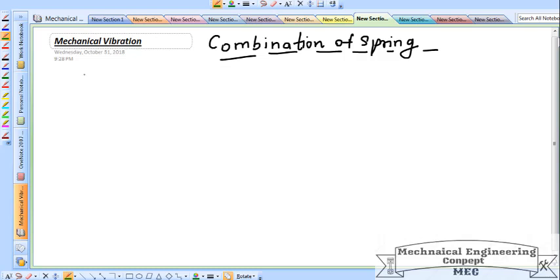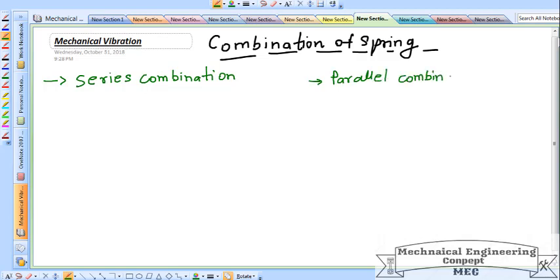What are the different combinations we can discuss in the spring? Basically we can discuss springs in two parts. One is the series combination, and the second one is the parallel combination. So how to understand the series combination?